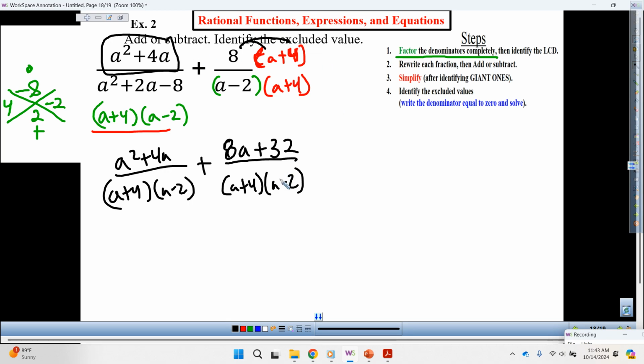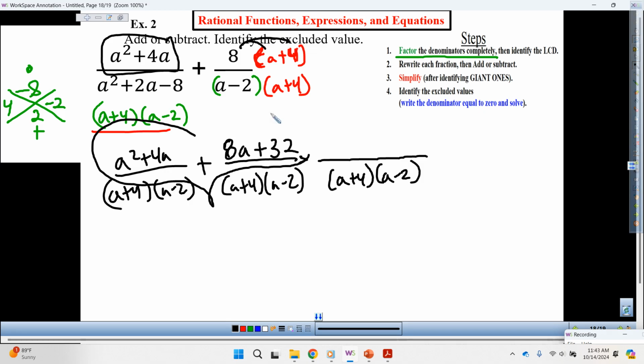Yes? All right. So, now that we have a common denominator, what's our common denominator, people? A plus 4, a minus 2. What shall I write for the numerator? Tell your neighbor what you write for the numerator. What do I write for the numerator? And once again, stay with standard form. Standard form.